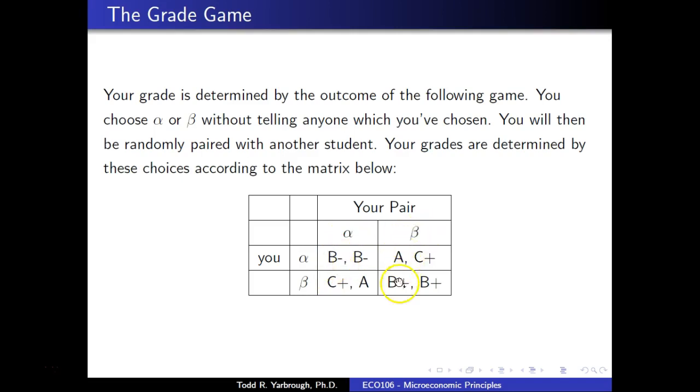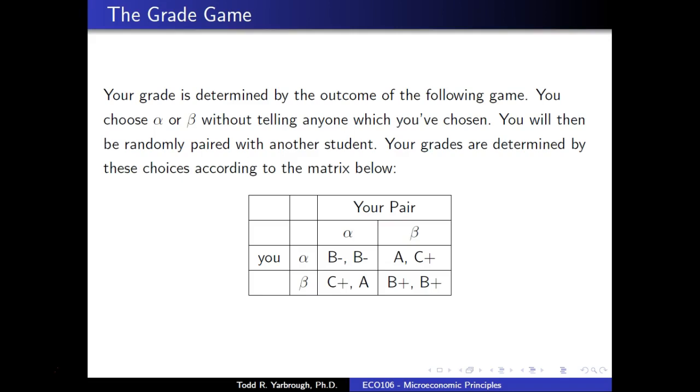If they pick beta, I do better again by picking alpha. So what's interesting here is that we would actually say that I have a dominant strategy to pick alpha, because in neither scenario, whether my pair picks alpha or whether my pair picks beta, is it better for me to pick beta. In fact, it's better for me to pick alpha. We refer to this as a dominant strategy, meaning that the choice of picking alpha dominates the choice of picking beta in all decision points in the game. So whether my pair picks alpha or whether my pair picks beta, it's better for me to pick alpha.